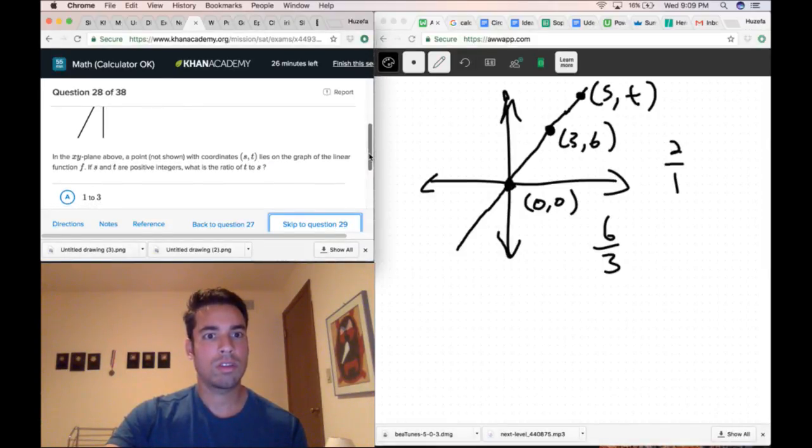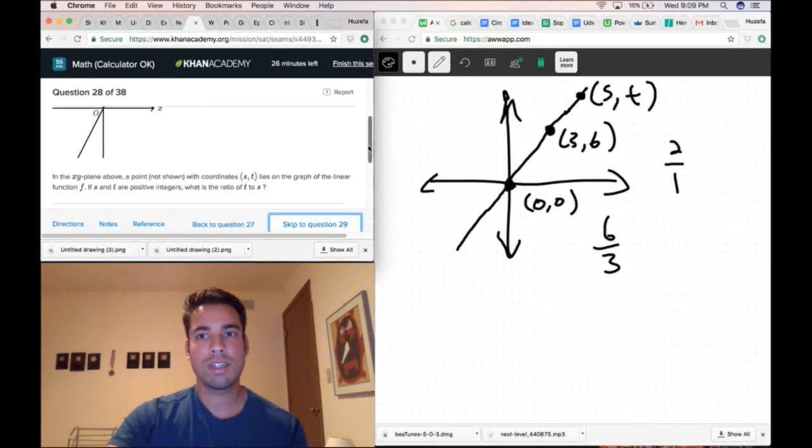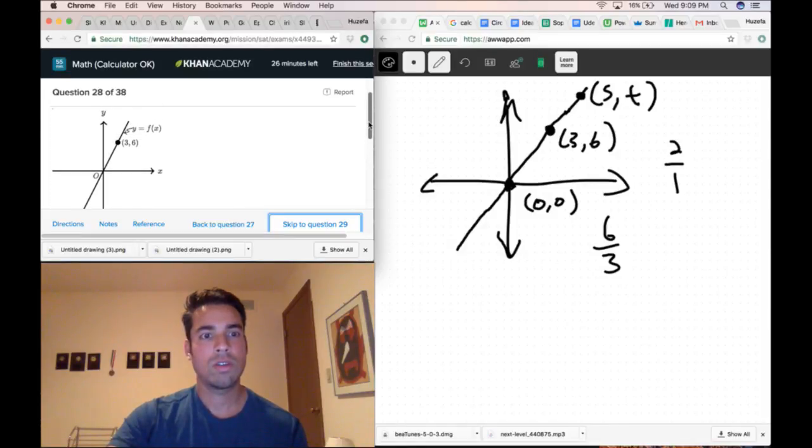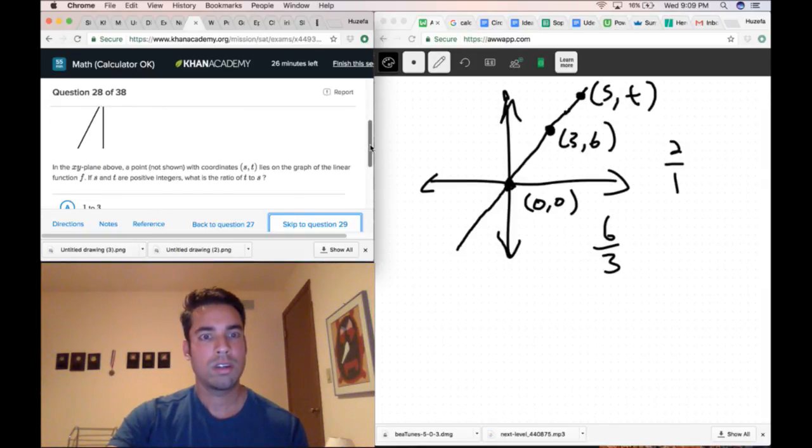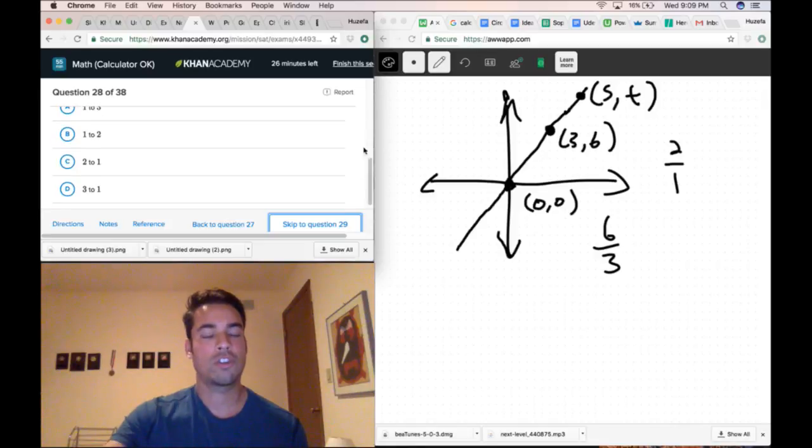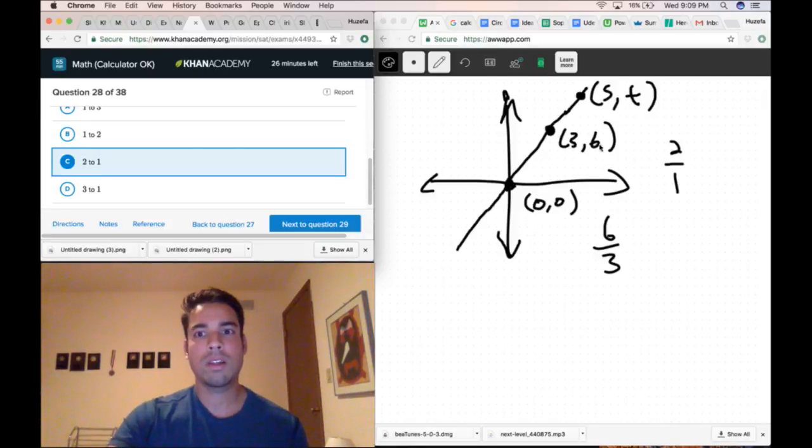And they're asking what is the ratio of t to s. So in general, if we go up by 6, we're again going over by 3. It's 2 to 1. T is 2 to 1 for sure. And you can even model it from this.